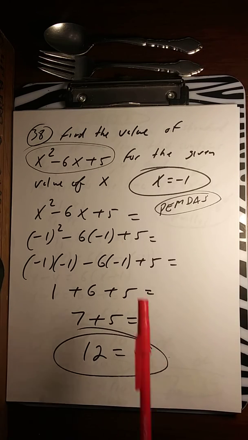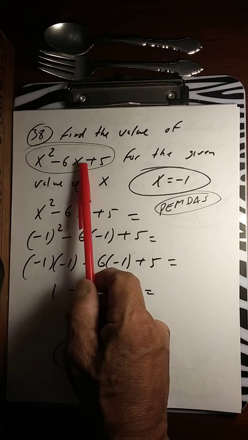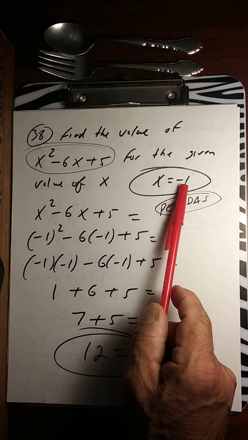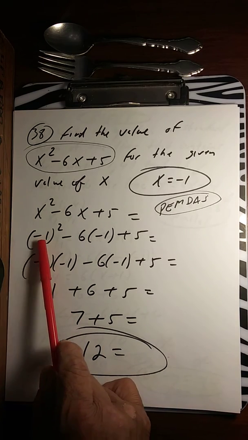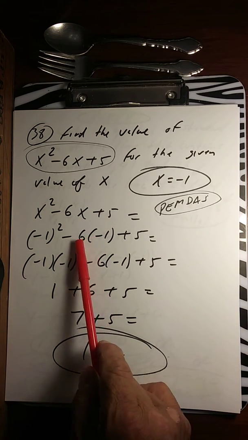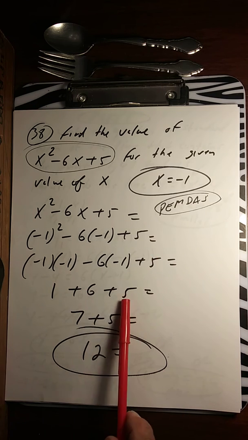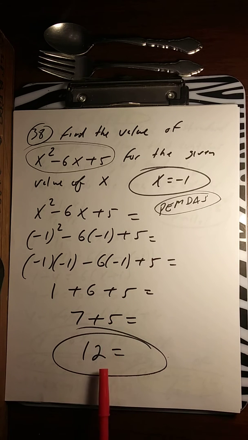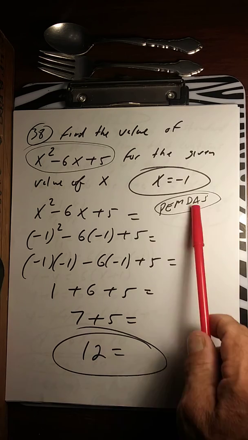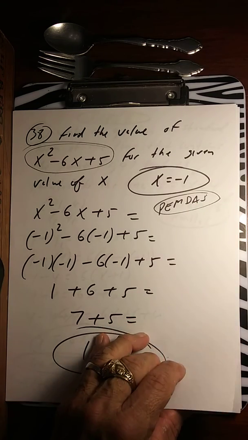Find the value of x squared minus 6x plus 5 if x is negative 1. So put negative 1 in here. Negative 1 times negative 1 is 1. Negative times negative is going to be positive 6, and then 5. 1 and 6 is 7. 7 and 5 is 12. Use that. Please excuse my dear Aunt Sally, order of operations.